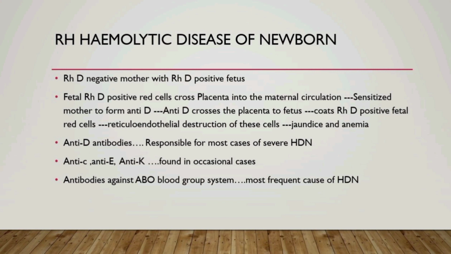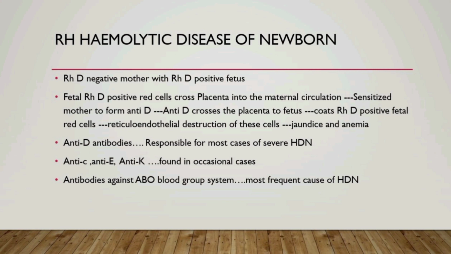Then anti-D antibody passes through the placenta into the fetal circulation and coats Rh positive fetal cells, which are then destroyed by the reticuloendothelial system. Due to this destruction, it causes anemia. Anemia means reduced levels of hemoglobin, and jaundice. Anemia and jaundice are major clinical features of HDN.